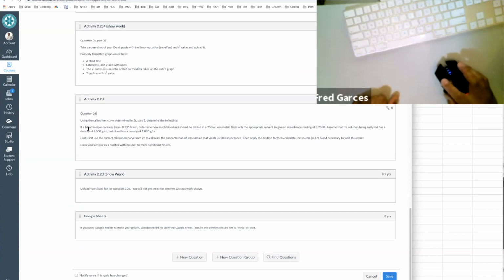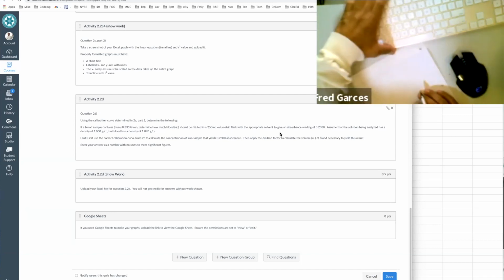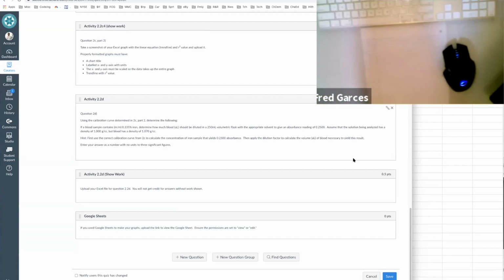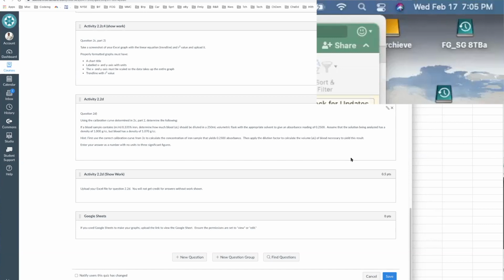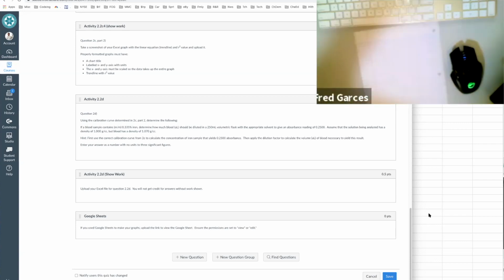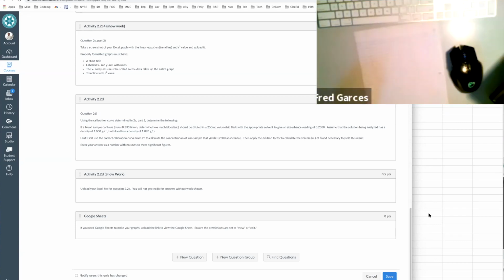if a blood contains 0.335% iron. So let me write this down so that you guys can see what I have here. Let me change my screen here. Okay. Let's see. I gotta get better lights here. I think you can see that. There's too much glare though.